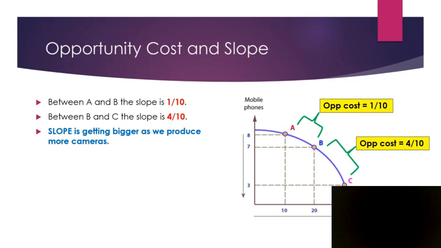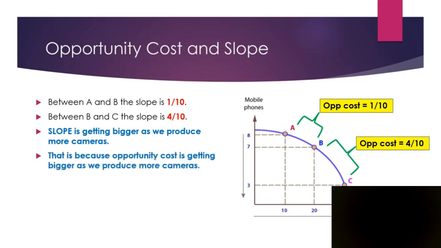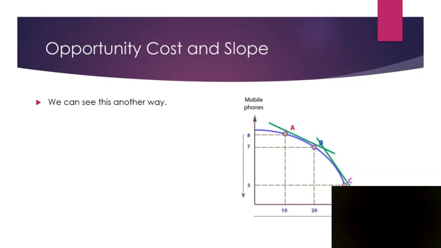When we calculated opportunity costs, all we were doing was rise over run. It's a measure of slope, okay? So slope is getting bigger as we produce more cameras because opportunity cost is getting bigger. Well, opportunity cost and slope are the same thing. Let's see it another way, and this will help you out. So if I'm talking about slope and that doesn't really compute with you, this will make it a little easier. So let's look at these tangents that I've put in the green lines. Do you agree that that's measuring slope, right? Slope is simply a measure of steepness.